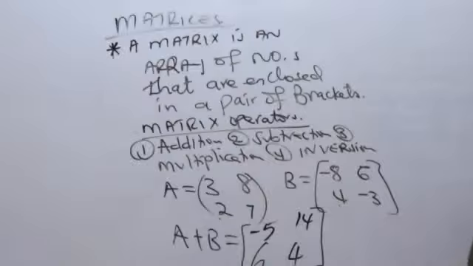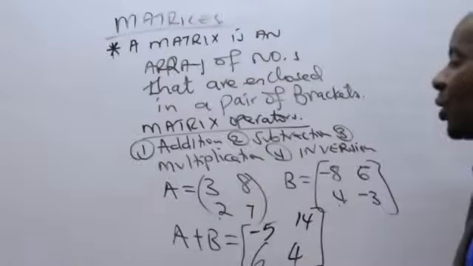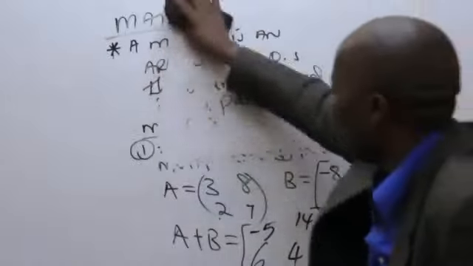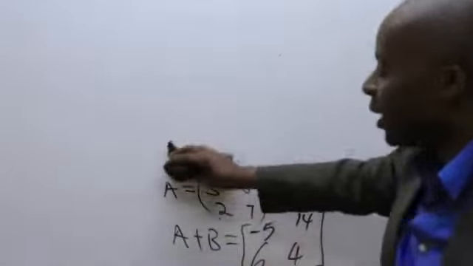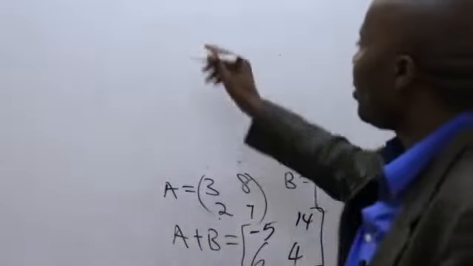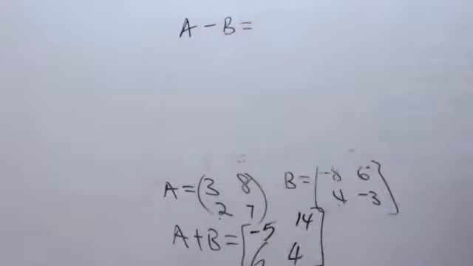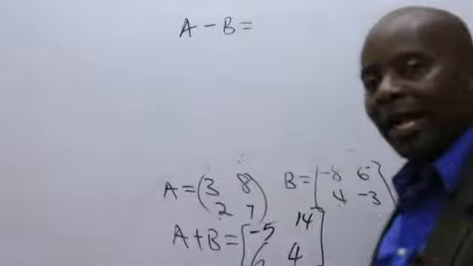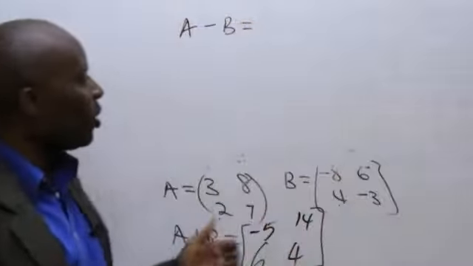What if, my great student, somebody comes and tells you to subtract these two matrices? How will you be able to subtract these two matrices? If somebody tells you to come and subtract A minus B, what will we get there at the end of the day? Just like for the case of addition, again, we subtract corresponding elements.